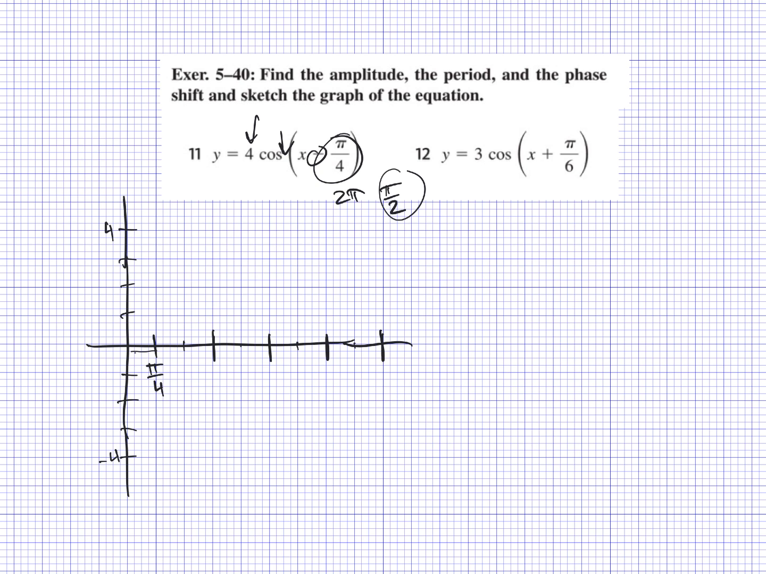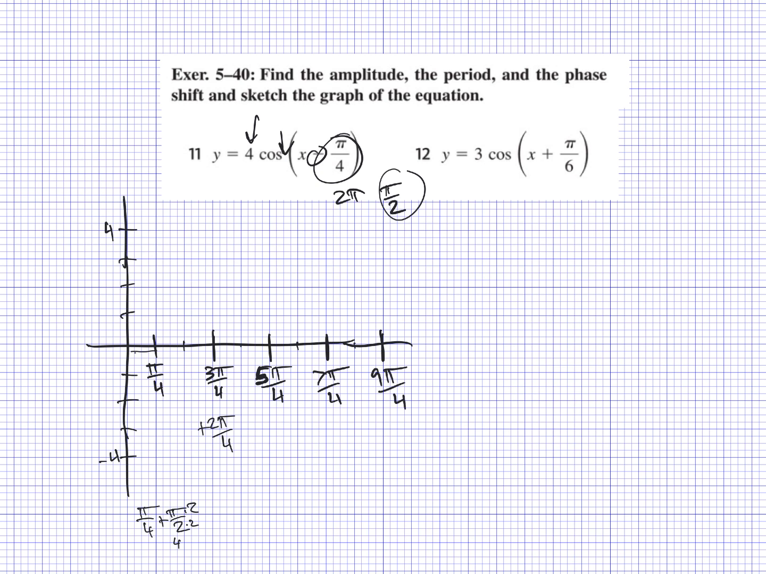So pi over 4 plus pi over 2. I should put this down at the bottom here. Pi over 4 plus pi over 2. Common denominator, so multiplied by 2. So 1 pi plus 2 pi is 3 pi over 4. So pi over 2 is the same thing as 2 pi over 4. So we're adding 2 pi over 4 to each one, that's 5 pi over 4. Plus another 2 pi over 4, 7 pi over 4. Plus another 2 pi over 4 is 9 pi over 4.